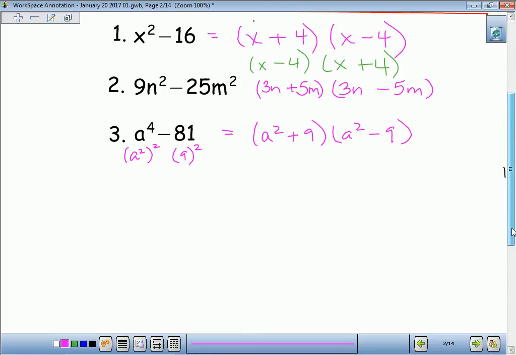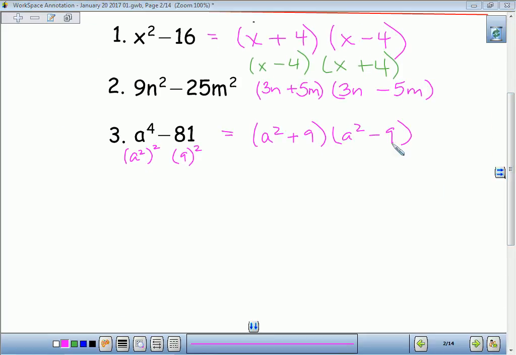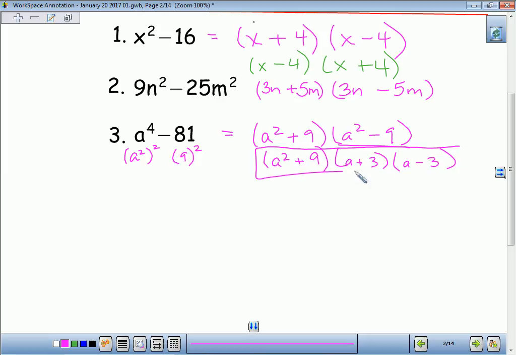And though we factored, this is not completely factored over the set of integers because the second factor factors further. It is also a difference of squares. A plus 3. Okay, and so this is the completely factored form over the set of integers. The first one can't do the same? The first one doesn't. A sum of squares does not factor over the set of integers.